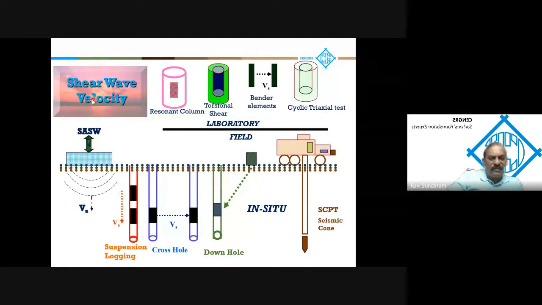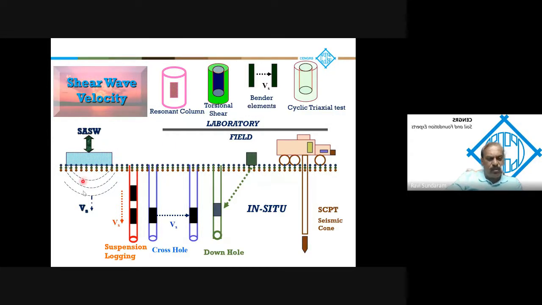So this slide shows you the various methods which are available. The top portion tells you the laboratory methods available, and the lower portion shows you the field tests. So the laboratory, you have the resonant shear, torsional shear, bender element, cyclic triaxial. So these are all the laboratory tests, but more popular are the field tests.